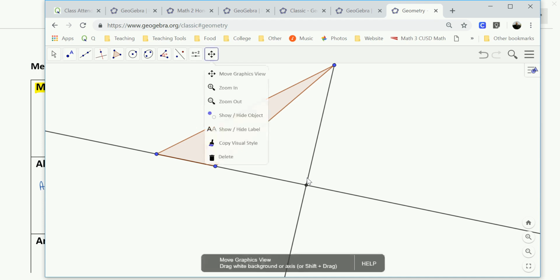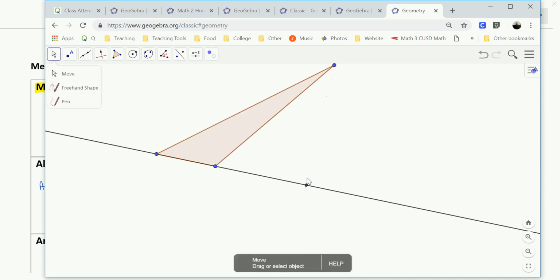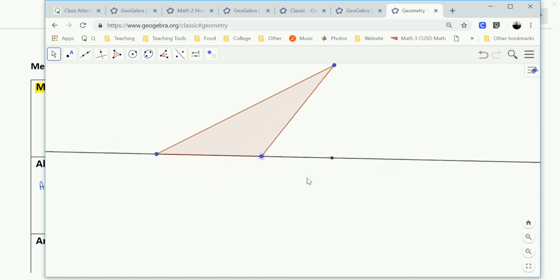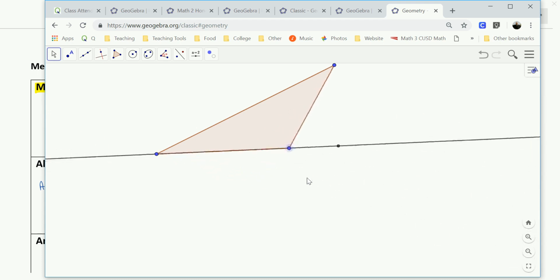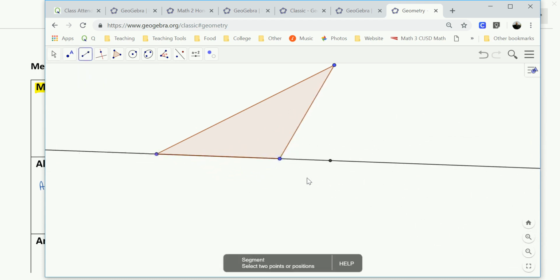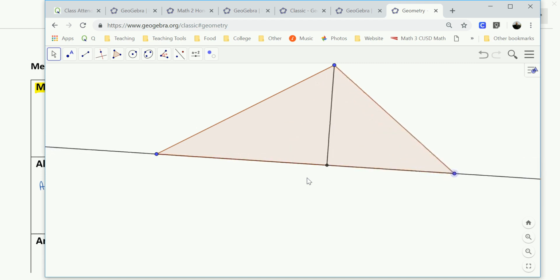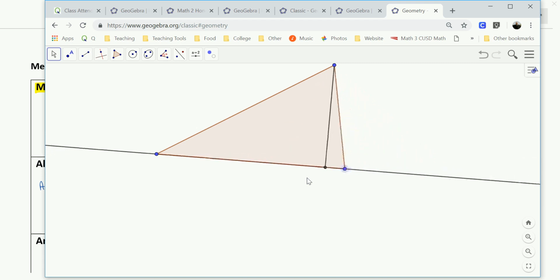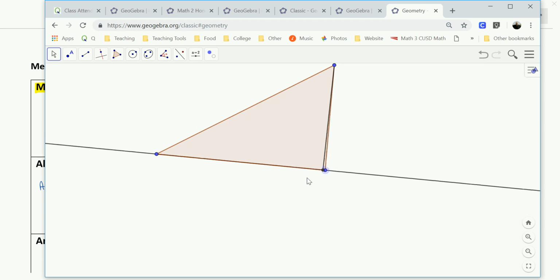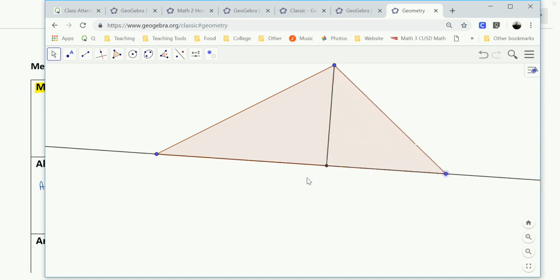And then I don't need those lines anymore. And so there is a thing that says I could show or hide an object, and I'm going to hide that line. And so now when I move things around, I got that point where I want it. And so I just need to connect vertex to that point, and that's my altitude. So that's the height of the triangle. You can see it's an obtuse triangle. This is when you have an acute triangle. And if you had a right triangle, these two would match up, create that right angle. Okay. So that's our altitude.